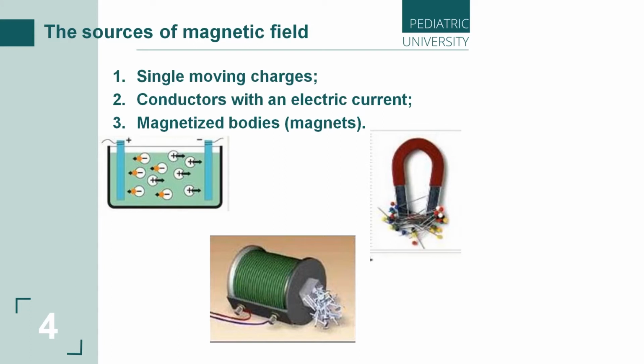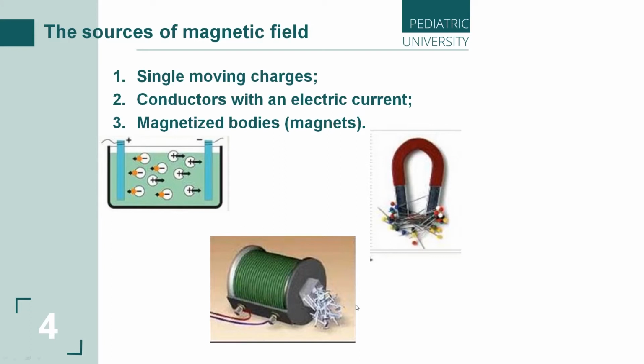Let's see. These are single moving charges. For example, electrons, you can see it in this picture, especially you can see this experiment in the chemistry department, I think. So what is the next? Conductors with electric current.